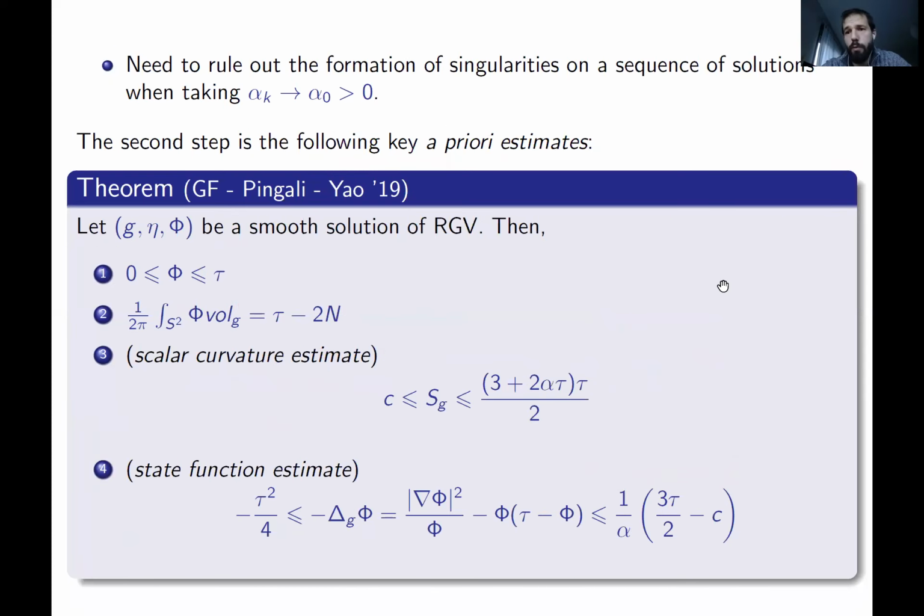The second step is to prove a priori estimates for these equations, which we call the Riemannian gravitating vortex equations. So if you have a solution, then you have bounds on the state function between 0 and tau. The total integral of the state function is precisely tau minus 2n, up to 2 pi. Then you have an estimate on the scalar curvature, which must be between C and this other mess. And this is what gives the name to my talk and to the paper, because we are assuming that C is bigger than zero, the scalar curvature needs to be positive. And then we have another state function estimate, which tells you things about derivatives, the Laplacian of phi, okay? Between minus a quantity and this other quantity.